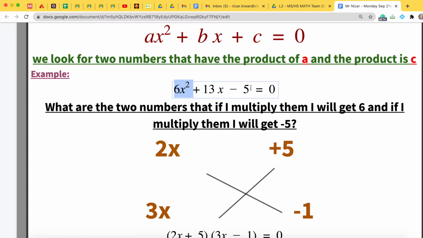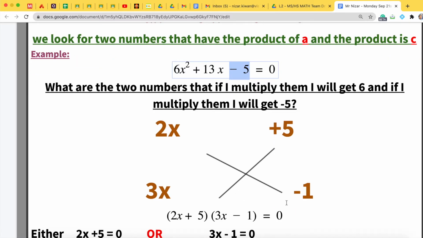Let me plan for finding the solutions. What are the two numbers that if you multiply them you will get negative 5? Let's say 5 and negative 1. So you will write them under each other. Now you will do cross multiplication. 2x times negative 1 is negative 2x. 3x times 5 is 15x. Plus negative 2x is 13x.